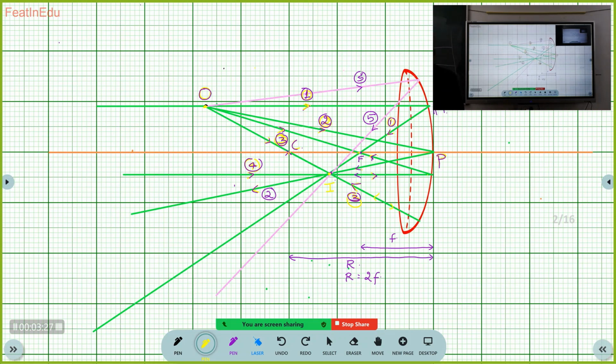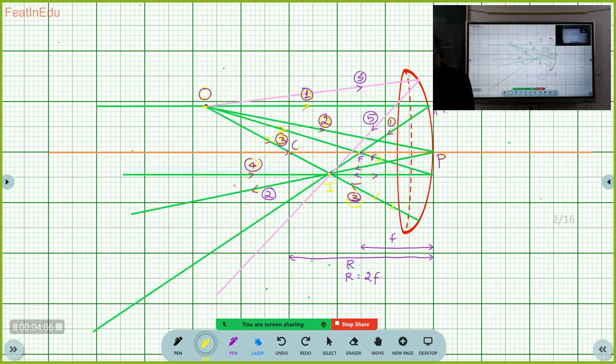Why do you want to generalize it? The ray from the object, if it passes through the focal point, see here, you can see this incident ray 3, it is passing through the focal point. This ray will be parallel to the principal axis after reflection. Not all rays. If I take some arbitrary ray from the object and it passes through the focal point, when it hits the mirror, it will be reflected and that reflected ray will be parallel to the principal axis.